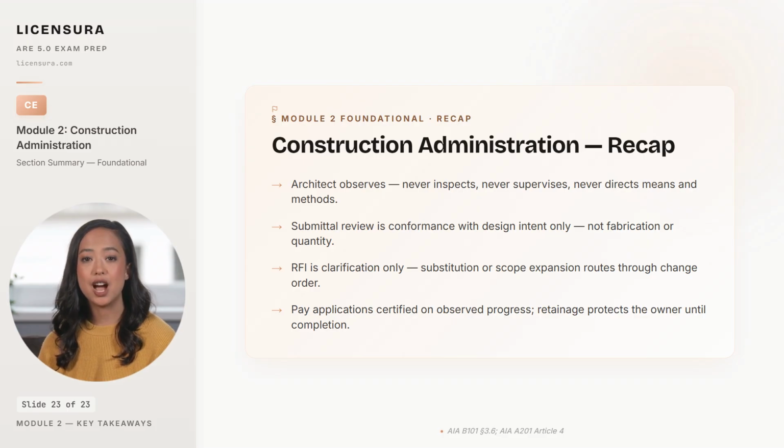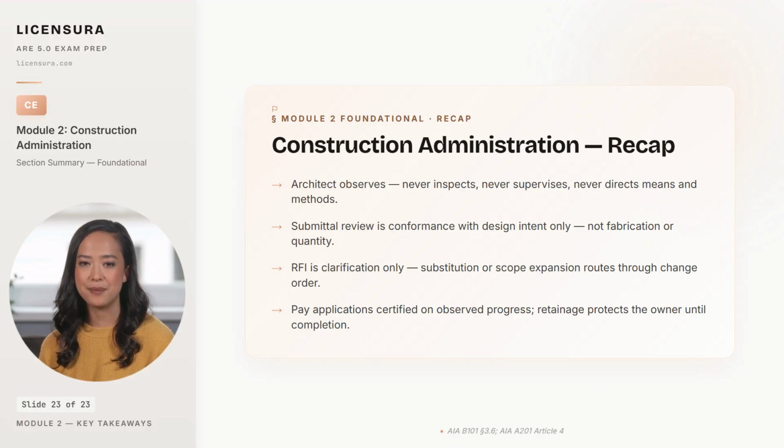Third, the RFI process is clarification only. A question that proposes a substitution or expands scope routes through the change order workflow under G701, or the architect has authorized a scope change without the owner's signature.